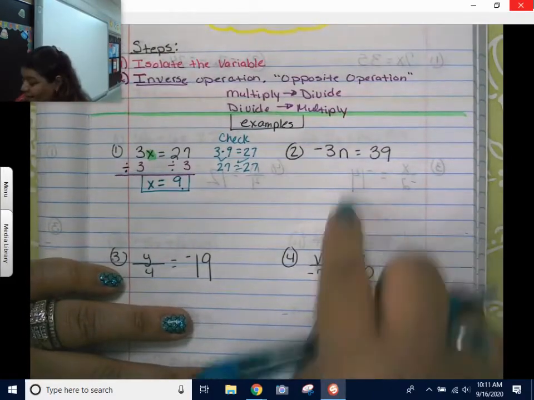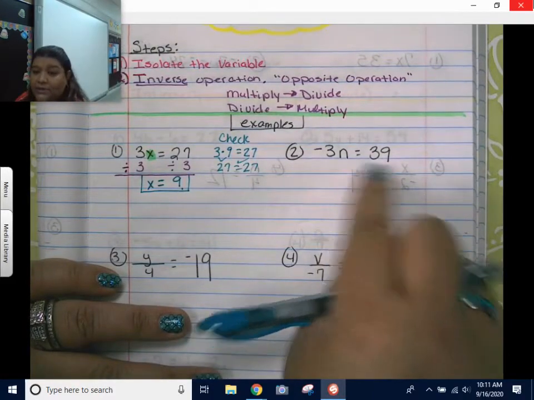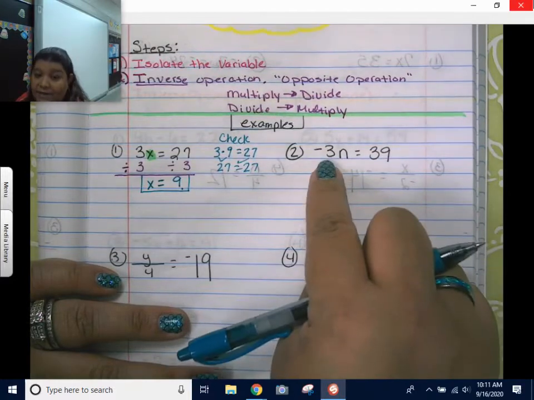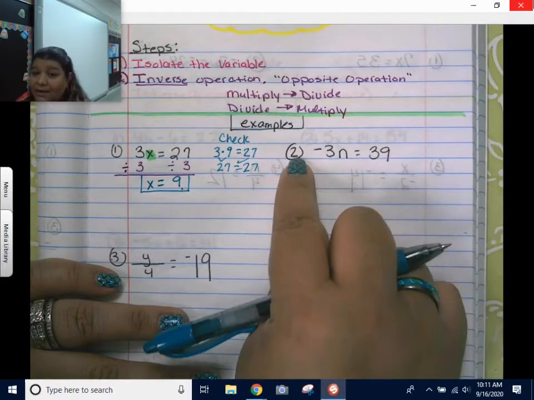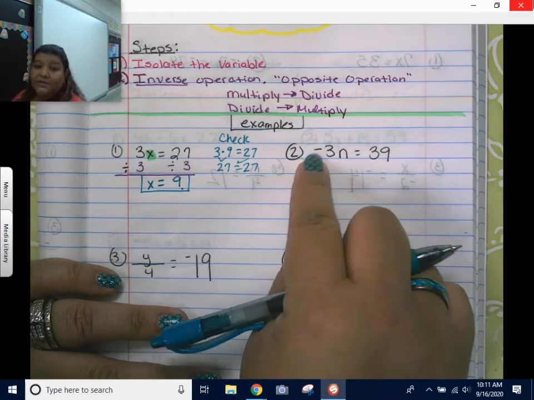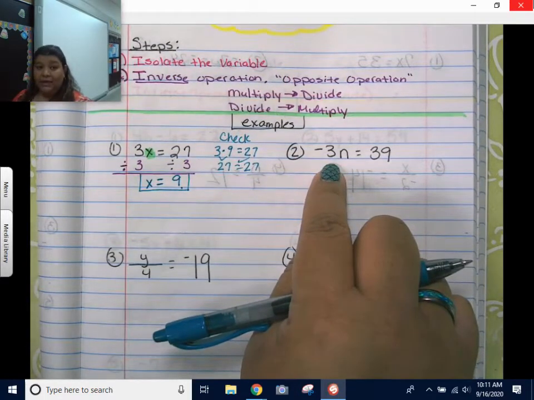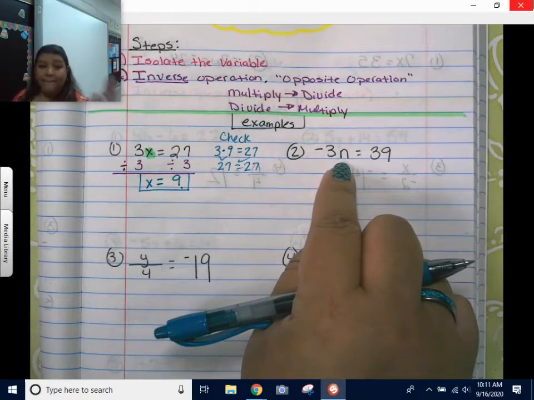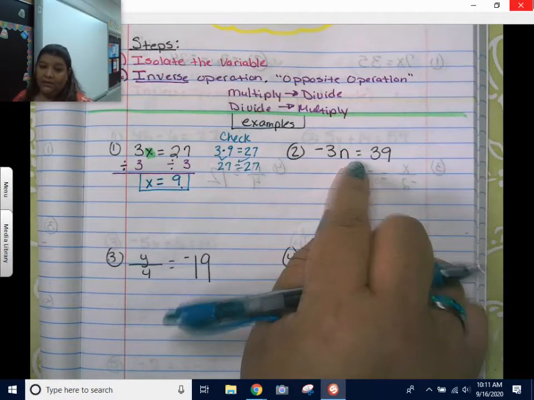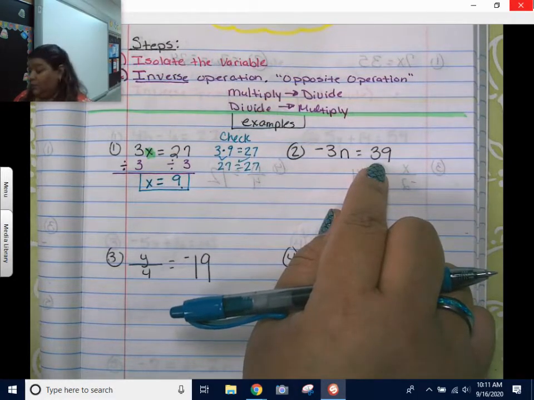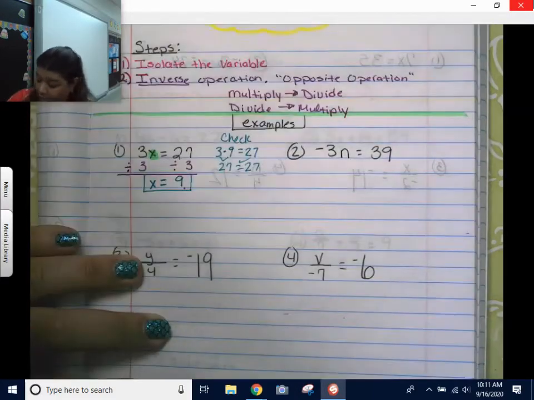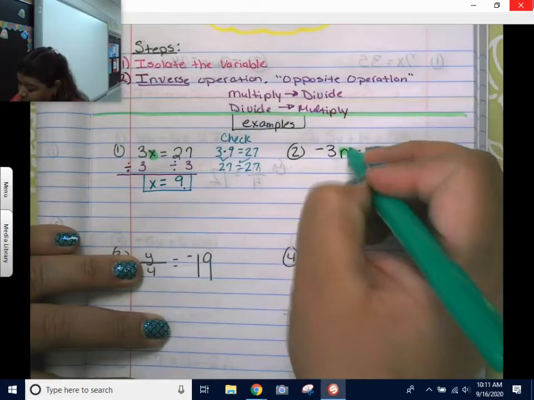We have negative 3n equals 39. This is negative, not subtraction. If it was subtraction, you would see a number in front of here. I don't see one, so it's a negative 3n. So I am multiplying negative 3 times some number, and it has to equal 39. Okay? So step 1 again is always to isolate the variable.